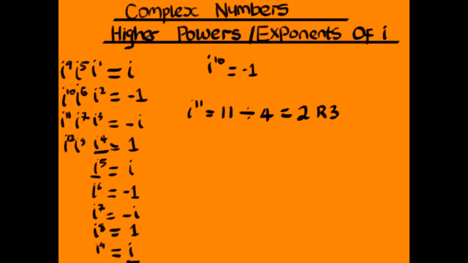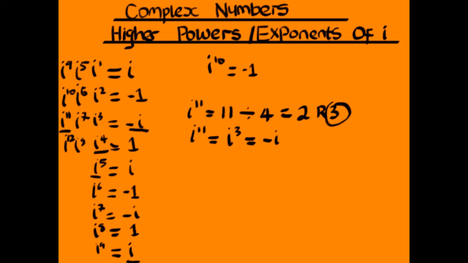So 3 remains. Now, it turns out that i raised to power 11 has the same value as i raised to power this remainder you have here. So that would be i raised to power 3. So i raised to power 11 becomes the same value as i raised to power 3. And we know that i raised to power 3 gives us minus i. So i raised to power 11 here gave us minus i. The same rule applies.